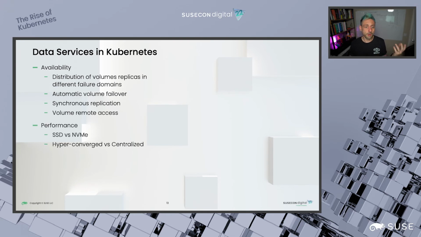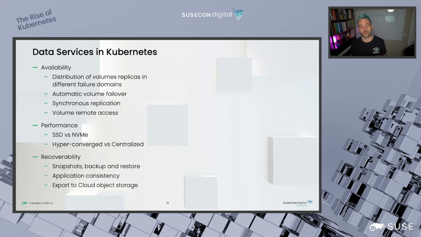Then, in terms of performance, you have maybe the requirements for SSDs or NVMe, and you may want to group those disks into a set of nodes as opposed to distribute them into all nodes. So those two architectures are hyper-converged, where every node participates in the storage capacity, or centralized, where a couple of nodes will host all the storage, all the performant SSDs and NVMe should be available.